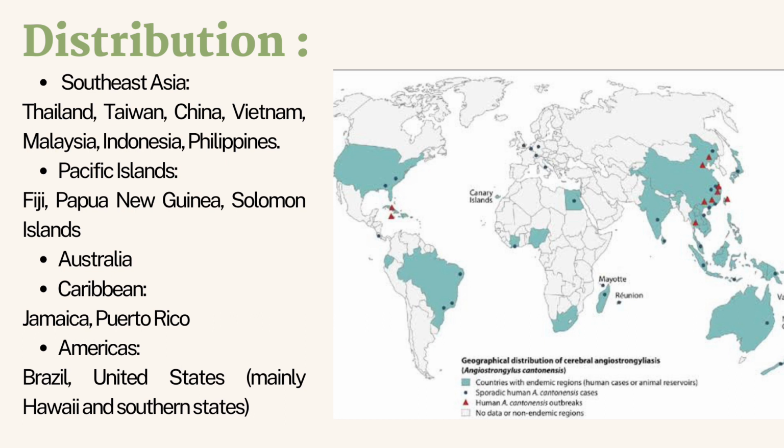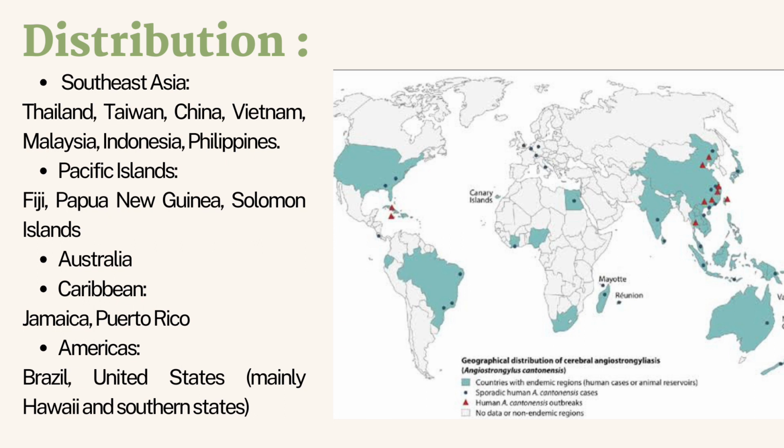So, kani siya nga parasite is mostly ga-occur sa Southeast Asia, Pacific Islands, Australia, and parts of Africa, og sa Caribbean, sa Jamaica, Puerto Rico, og sa America, sa Brazil, United States, pero mainly makita sa Hawaii and Southern States because of its humid and moist environment. But so far, ang pinakadaghan og na-report ani nga case is Thailand.